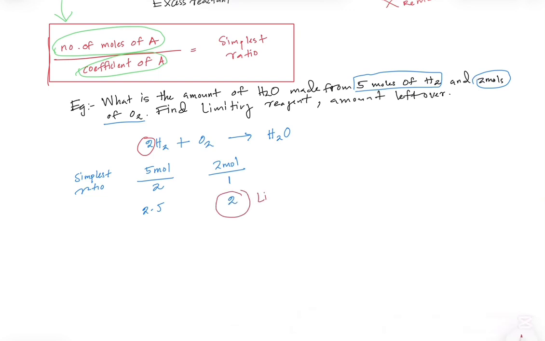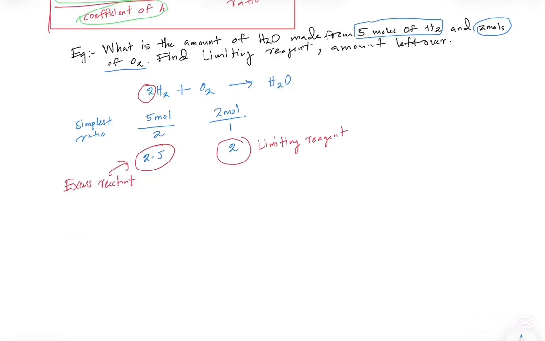So this is the limiting reagent or limiting reactant, and this is the excess reactant. Now we know this is the limiting reagent, that means it is completely used up. This is the excess reactant, that means remaining. Now we knew from the question that 5 moles of H2 is reacting with O2, and only oxygen is completely used and hydrogen remains.